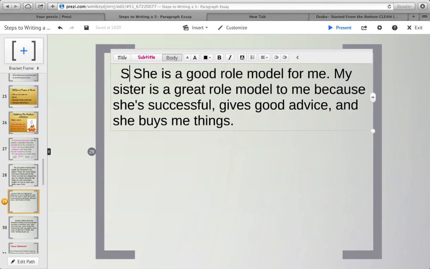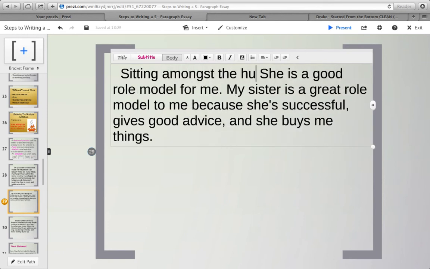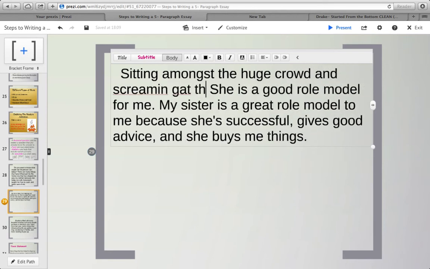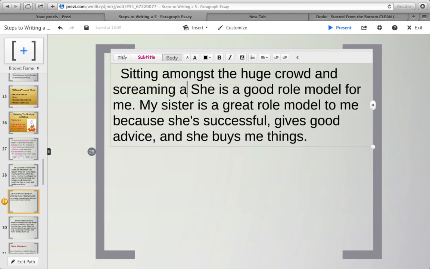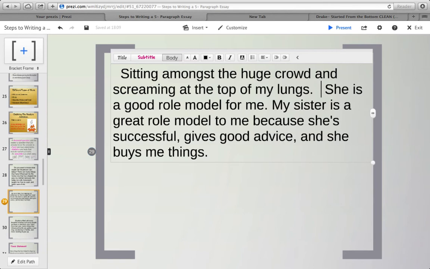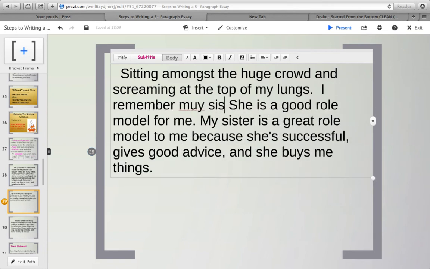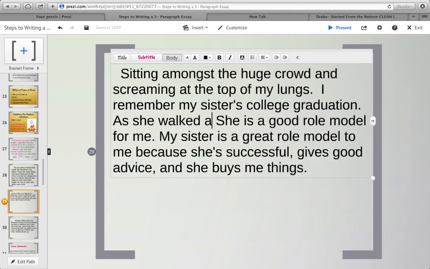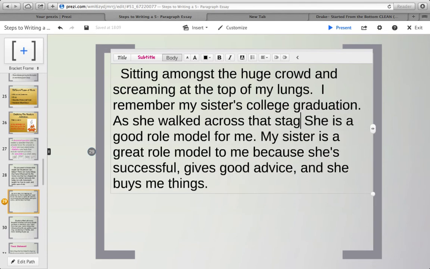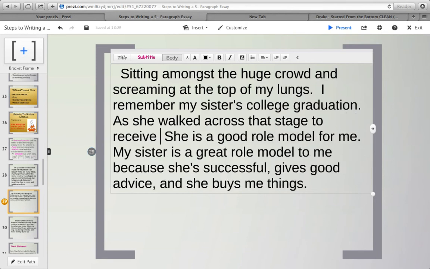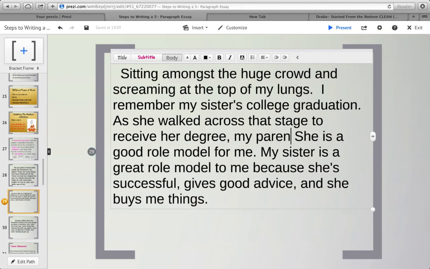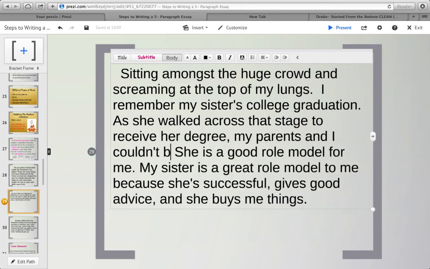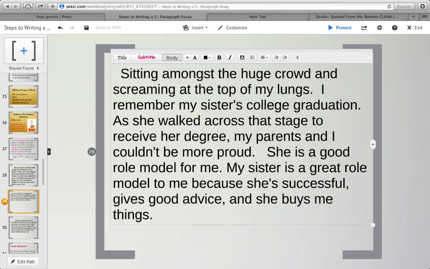All right. So let me see. Sitting amongst the huge crowd and screaming at the top of my lungs, I remember my sister's college graduation as she walked across the stage to receive her degree. My parents and I couldn't be more proud. That's good. I like it. That's definitely a strong hook. So that's a good story.